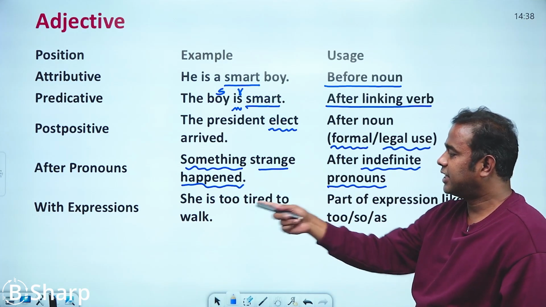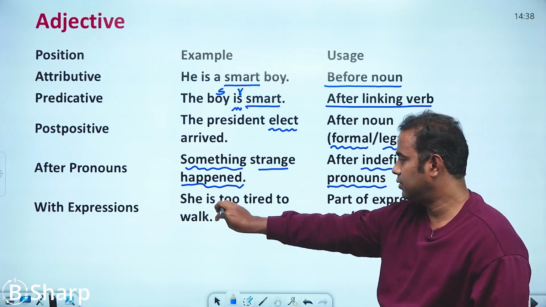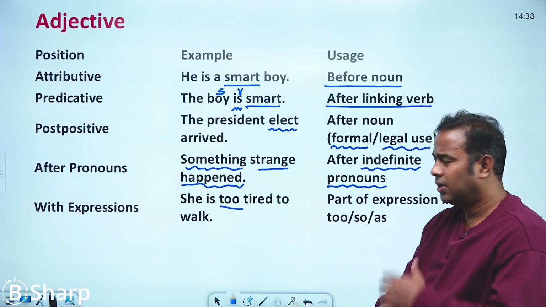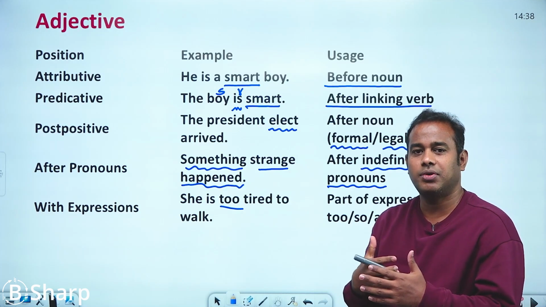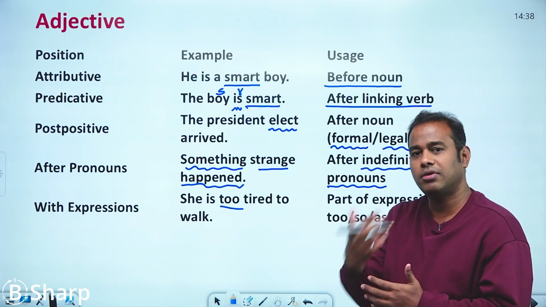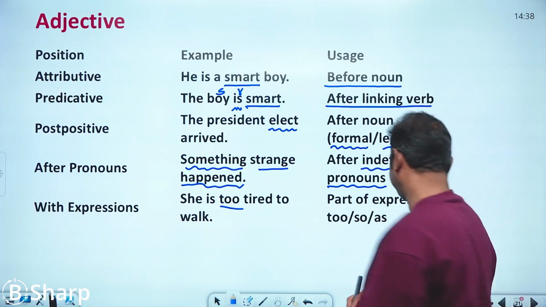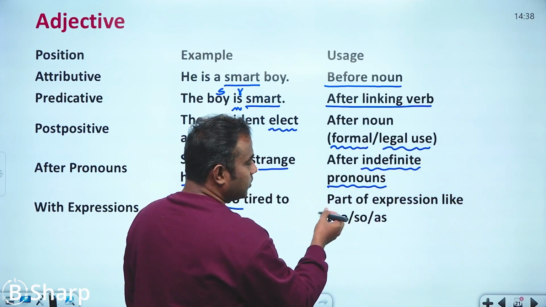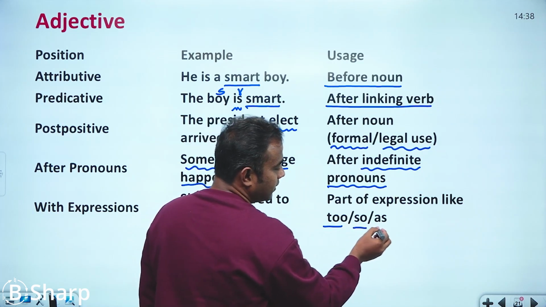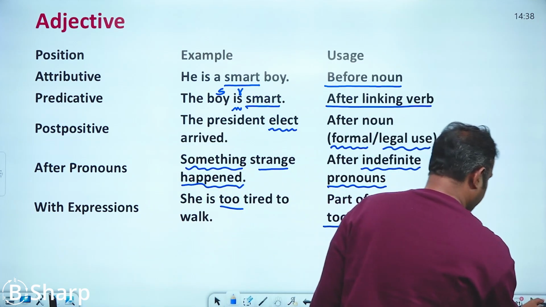Then with expressions, for example, she is too tired to walk. Look here, she is too tired means you are going to be more explicit, more descriptive about what you are going to convey. Some expressions like too, to, as much as, these are the words generally used here.